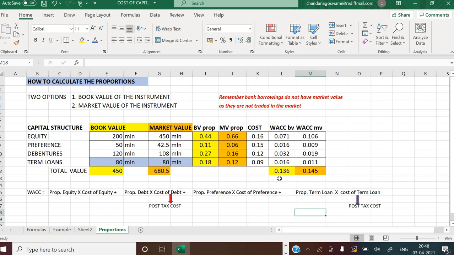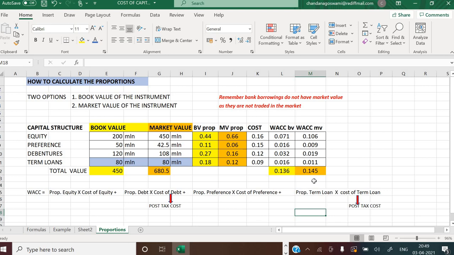Similarly, you can do for market value. So all you need to do is take market value proportion and multiply by the corresponding cost, for each of these items. And once that is done, add up all these figures and you will get your weighted average cost of capital. Obviously, both the answers are going to be different. And you are supposed to take the WACC as per market value proportions.